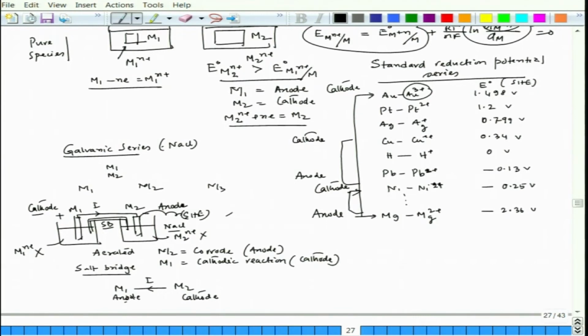So, that means we can see that if we compare M1 and M3, definitely M3 is less active and M1 is more active. The more active one dissolves, and the less active metal will act as cathode, where the cathodic reaction happens. So, M3 would stay on top of M1. Now we have a series which is M3, M1 and M2. If we join M3 and M2, definitely this would be positive, this will be negative.